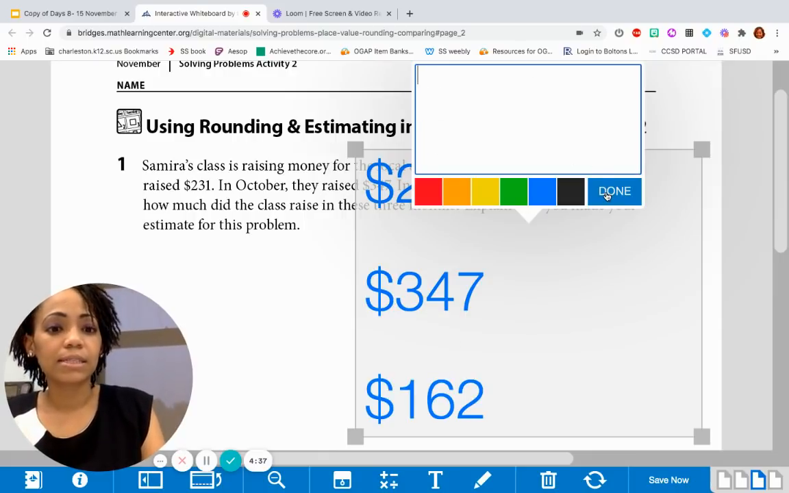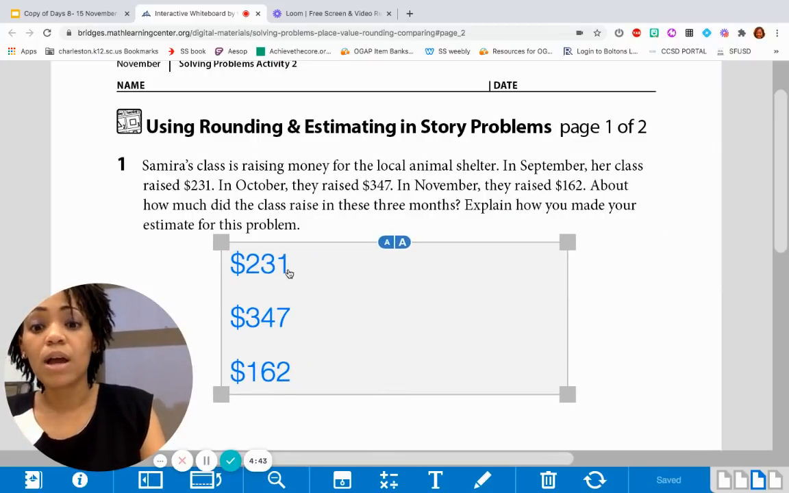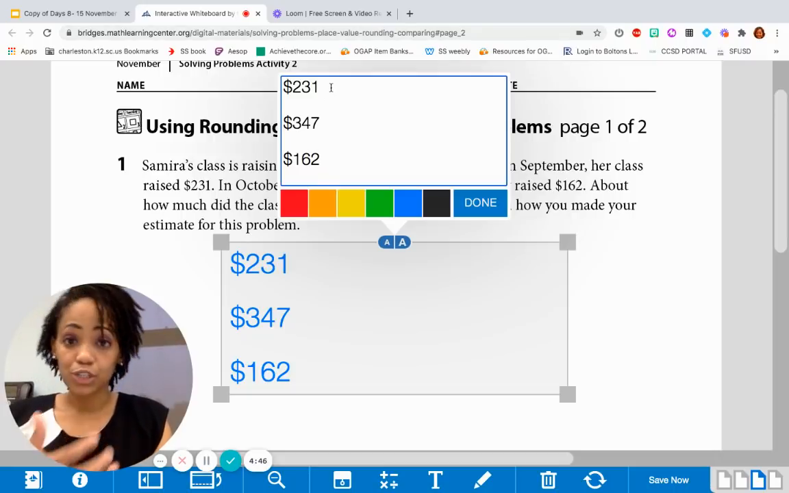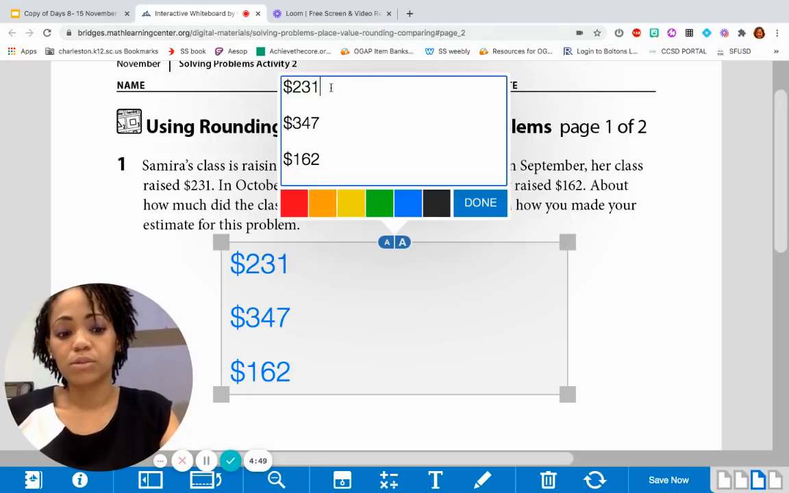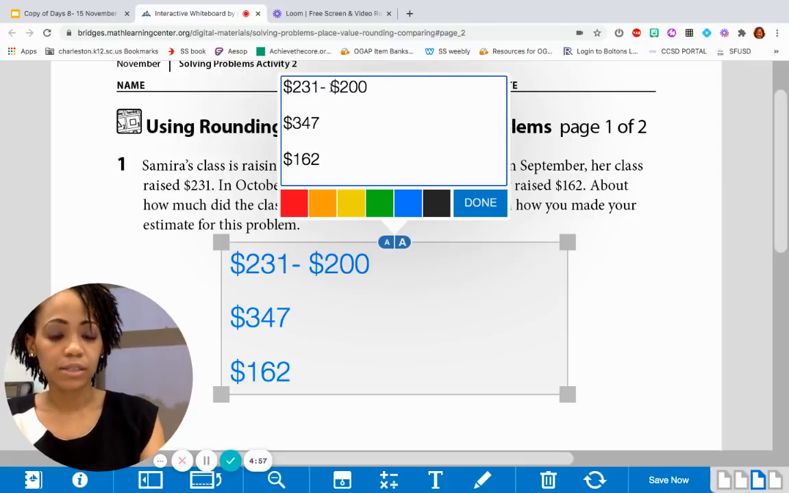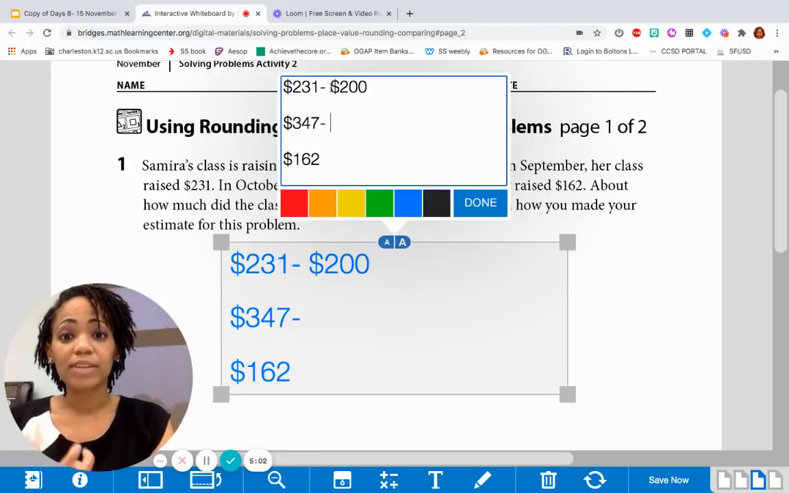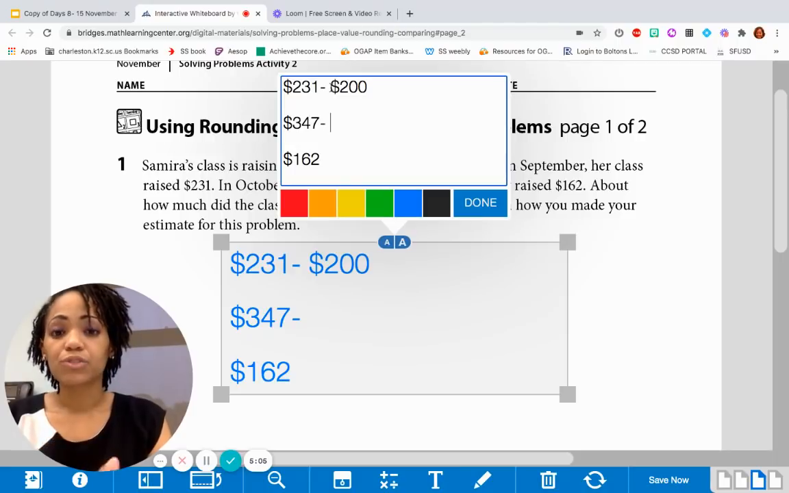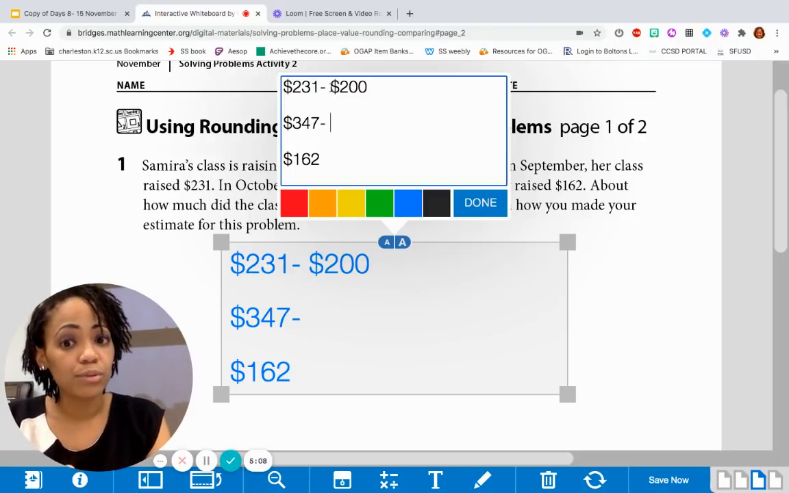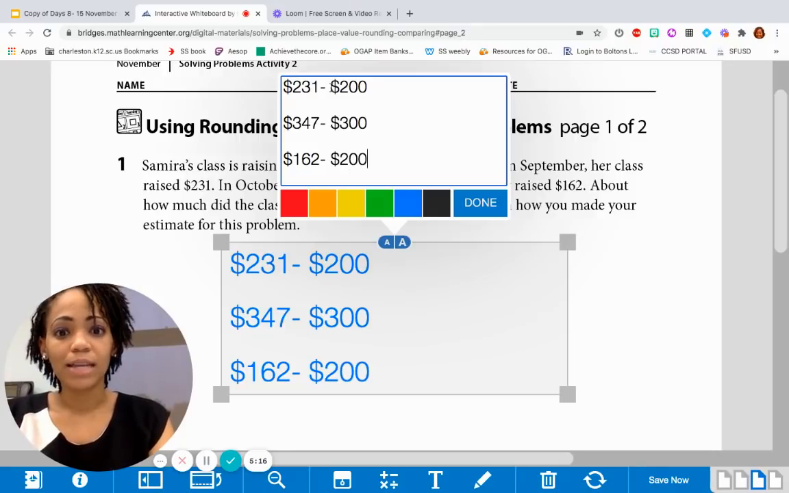A lot of times I like to look and see what is our greatest place value, and then we round it to that greatest place value. So our greatest place value in 231 is the hundreds place. So what would 231 round to? Good, it rounds to just $200. Remember, if we're rounding to the hundreds place, we look at the tens place, and if it's less than 5, that means we round down. It's definitely closer to 200 than 300. So 347 would round to, good, 300. And then 162 would round to, you got it, 200.